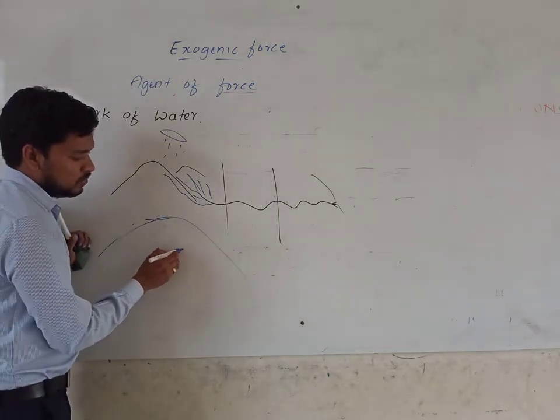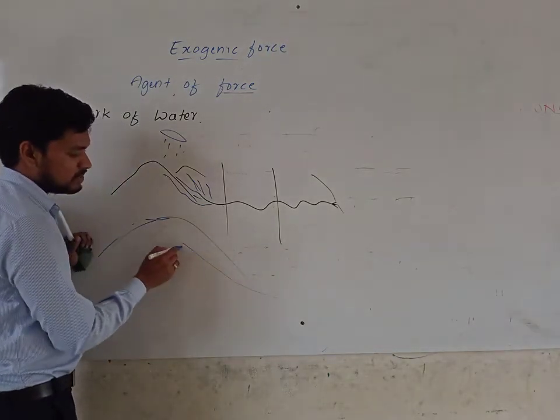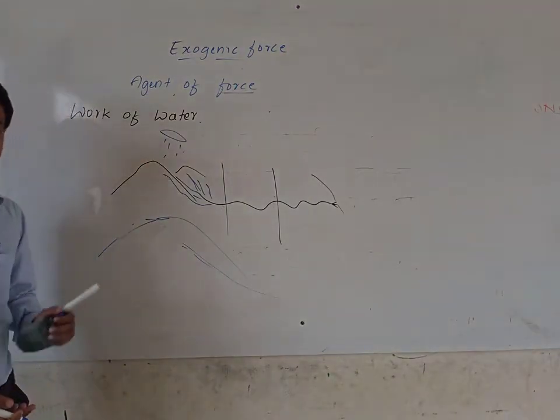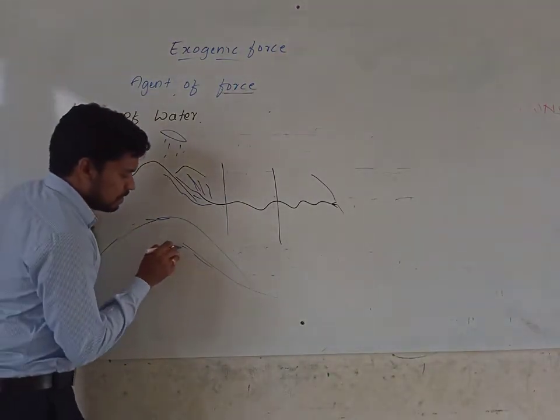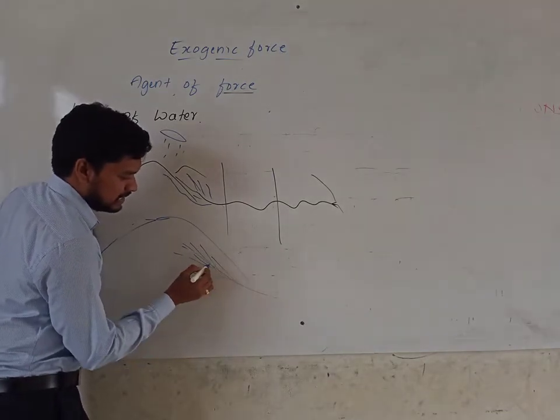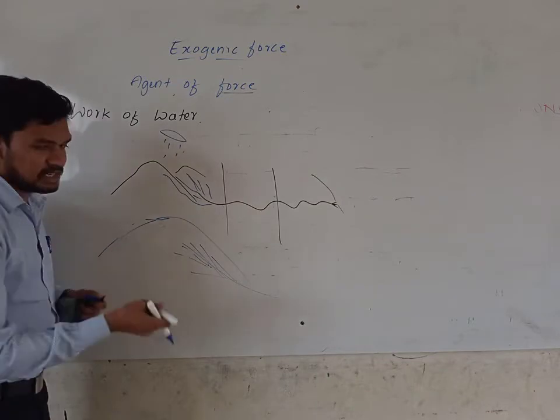So while it is moving towards the slopy areas, the water that moves downslope, with a continuous process of moving in the same path, erodes whatever materials are there.